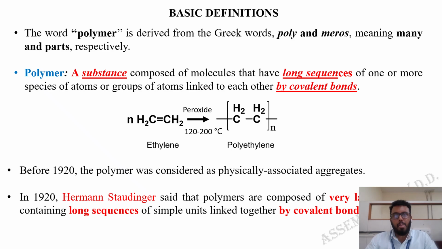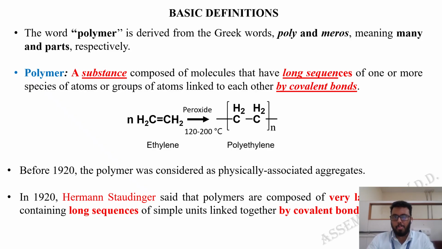So let's see the basic definitions. As you know that in polymer chemistry, we study a lot of polymers, conducting, non-conducting, and macrocyclic polymers, and many types. So first, before getting into the topic, I would like to introduce the terminologies to you. Let's see what is the word polymer.